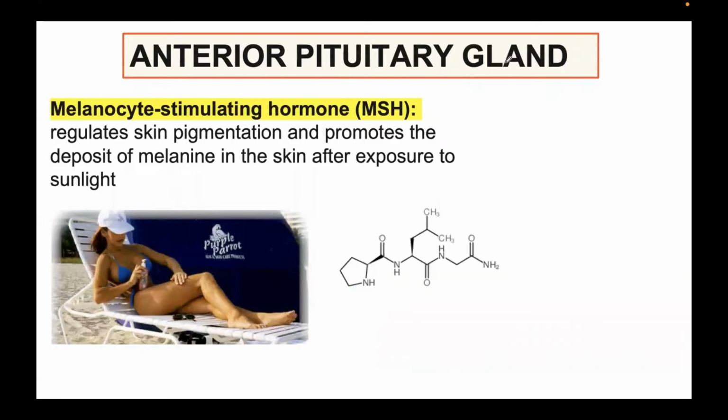Under pa rin po ng anterior pituitary gland, which is what we call the melanocyte stimulating hormone or your MSH. It regulates the skin pigmentation and promotes the deposit of melanin in the skin after exposure to sunlight. So yung mga melanin po natin, nag-work sila to protect our skin from the UV light para hindi tayo magka-cancer. So yung nag-stimulate po ng release nun is under the anterior pituitary gland and yun yung tinatawag natin na melanocyte stimulating hormones because it regulates the skin pigmentation.